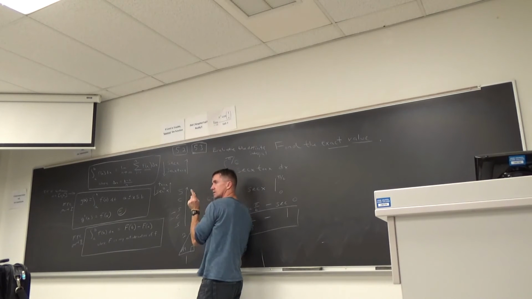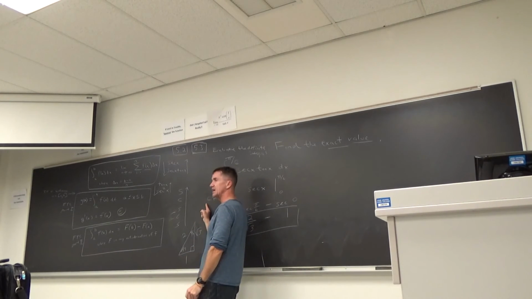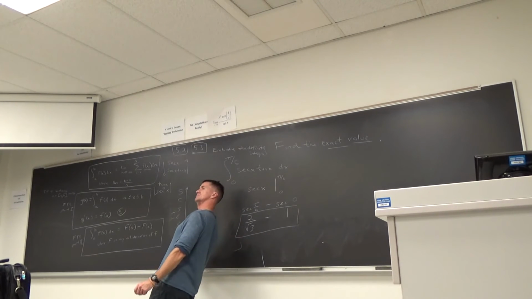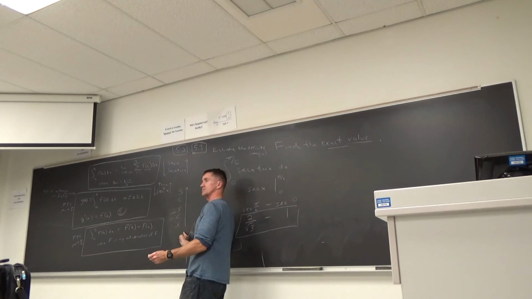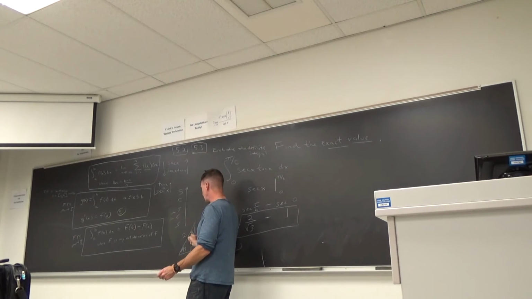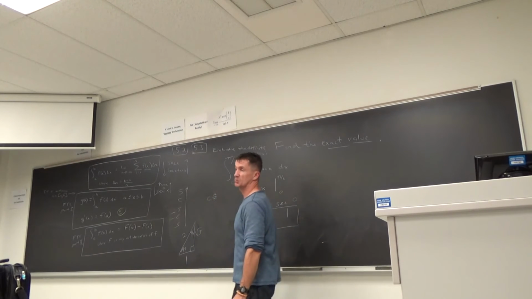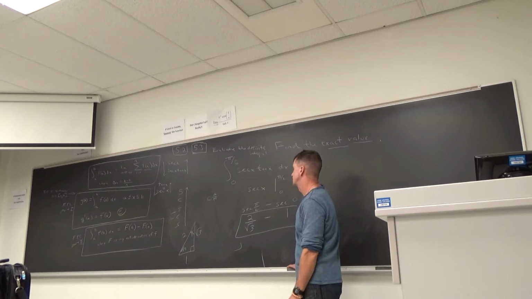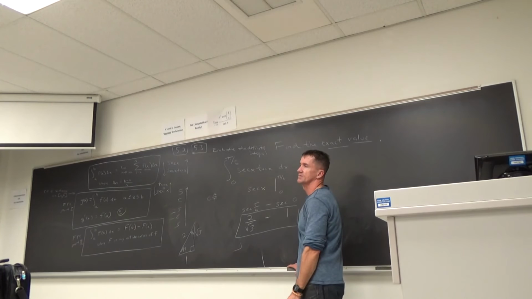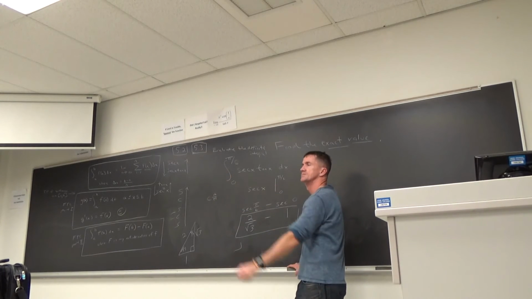SOHCAHTOA. Cosine is, here's the angle, I got to do adjacent over hypotenuse. What are the angles in there? That's a pi over 6, that's a pi over 3. And I just have to do the reciprocal then. And the reciprocal becomes 2 over square root of 3. So it's just the trigonometry.